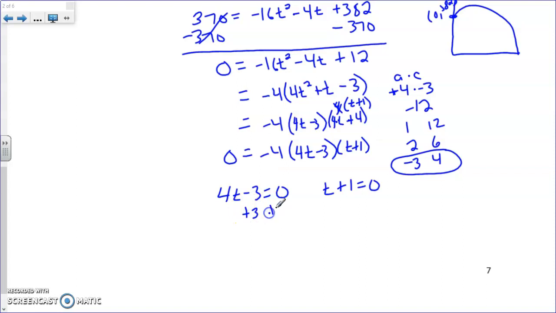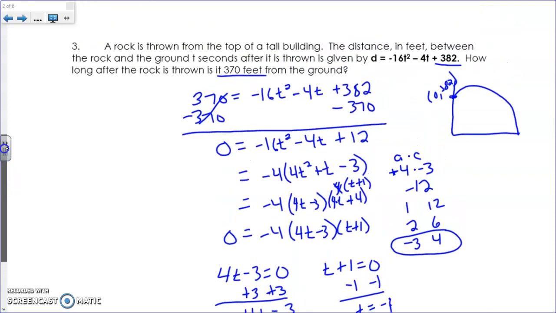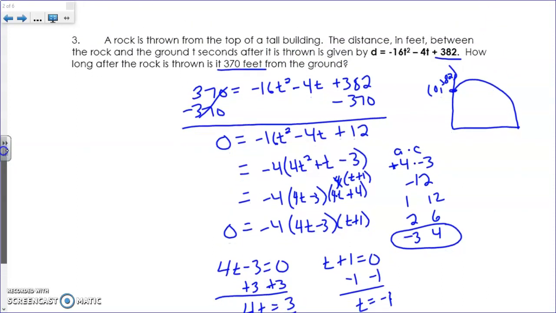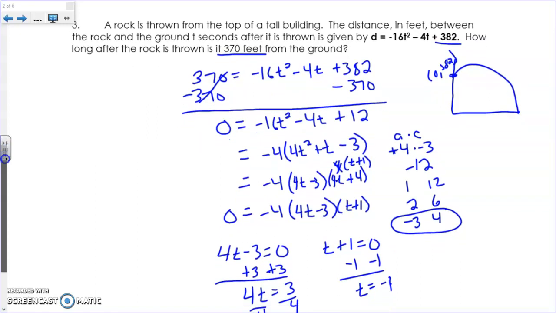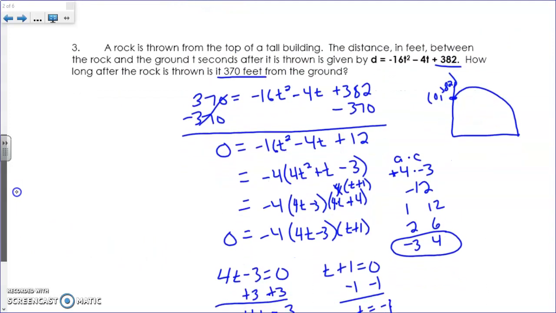Okay, I'm going to add 3. I get 4t equals 3. Divide by 4. T equals 3/4. Subtract 1. T equals negative 1. I go back up and read my question, because I need to know after all that work what I'm answering. How many seconds after the rock is thrown is it 370 feet above the ground? After 3/4 seconds, it's 370 feet above the ground.